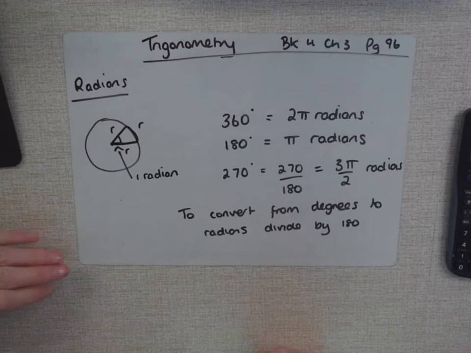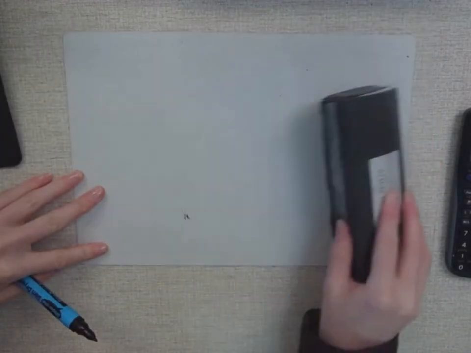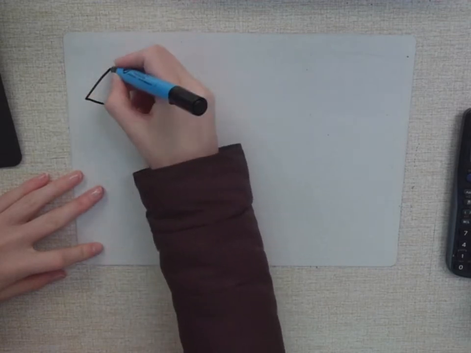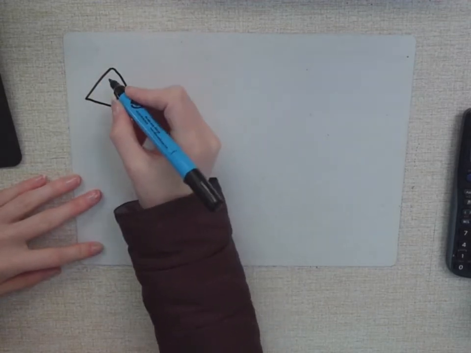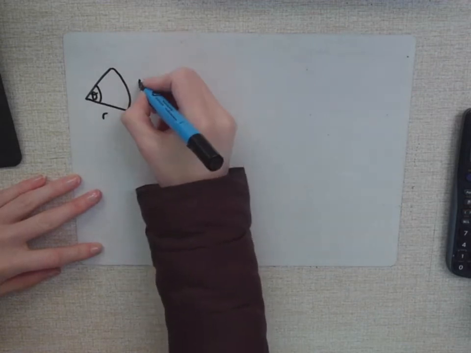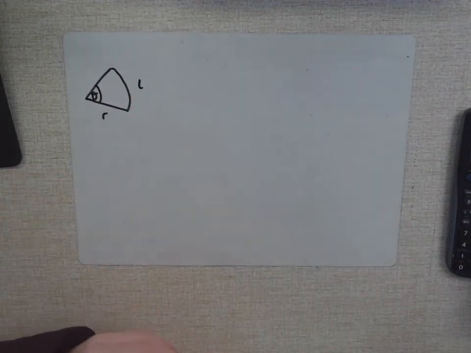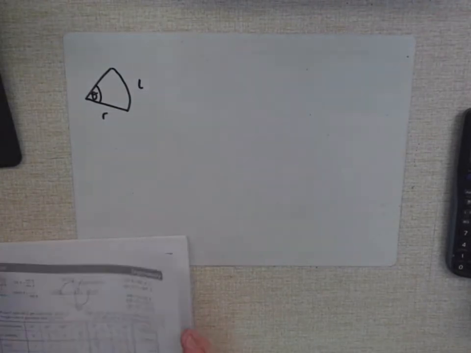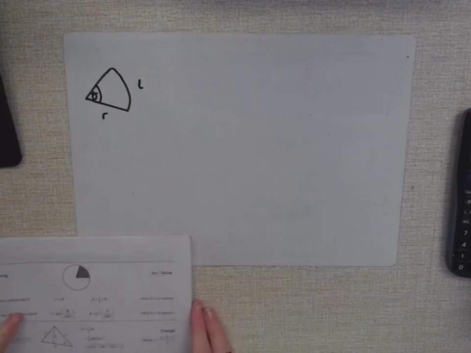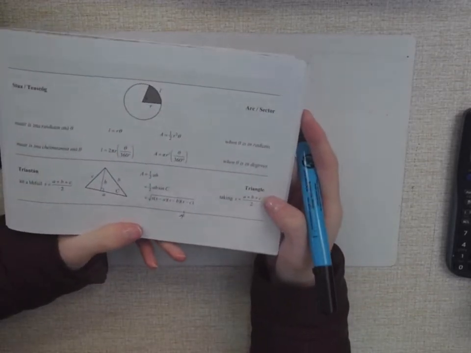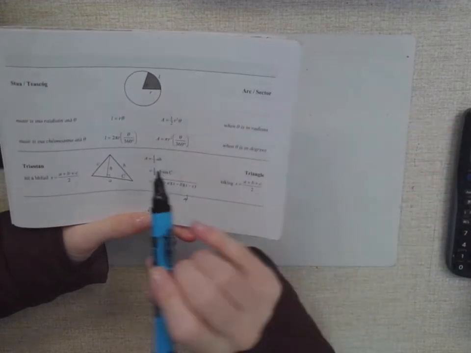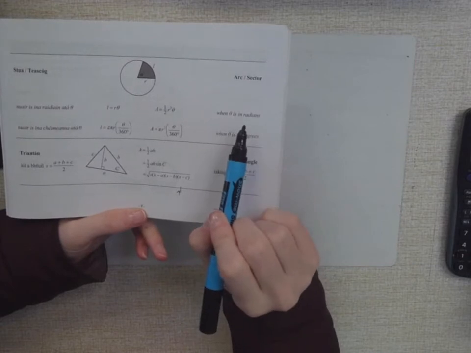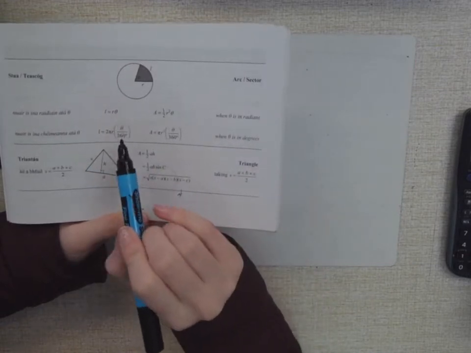Can I get rid of the board? So this is my sector. This is the angle, there's your r, and that's your l. So if I go to my area and volume in my log tables, I get this here on page 9, where you have the formulas when theta is in degrees or when theta is in radians. So you're given both formulae there.